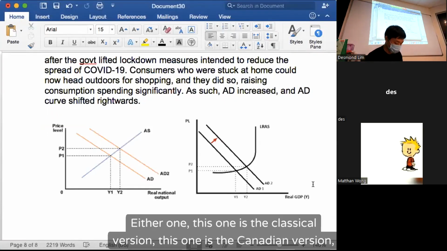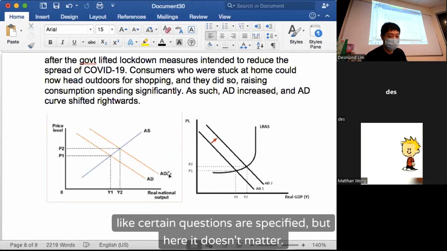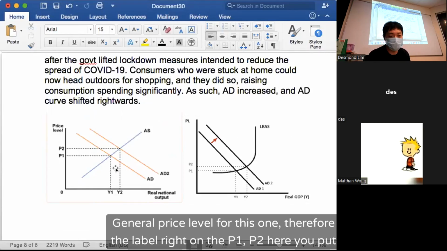Either one, this one is the classical version. This one is the Keynesian version. You can use either one. Anyone. Unless certain questions they specify, here it doesn't matter. So is it price level or general price level? General price level for this one.